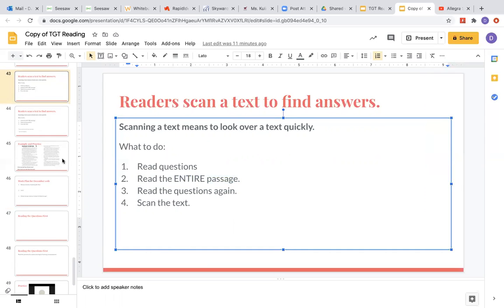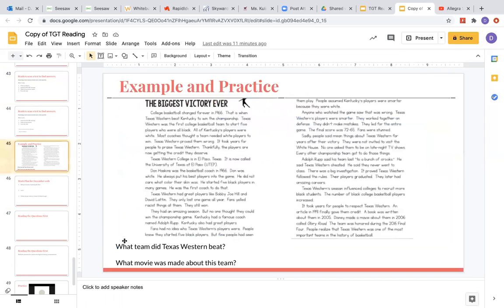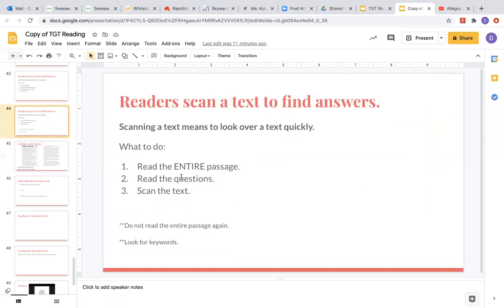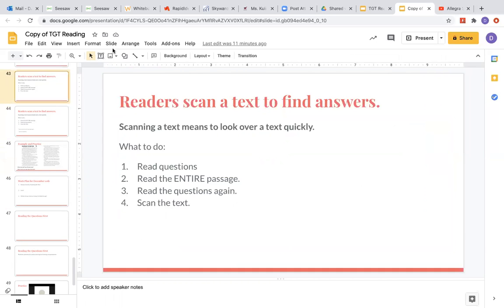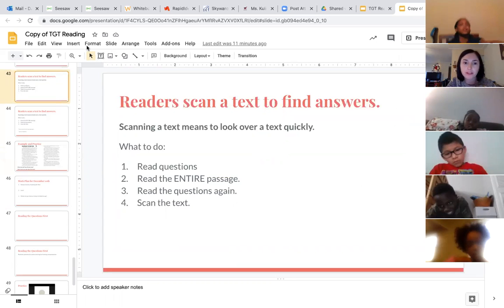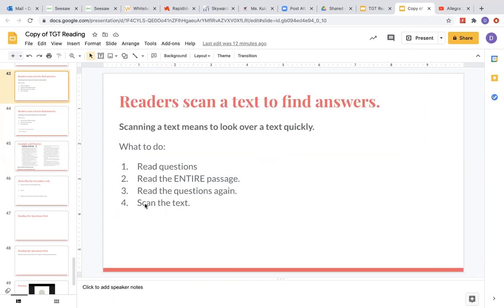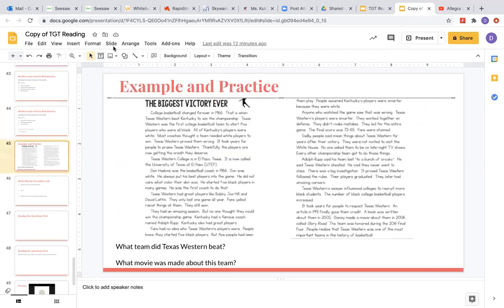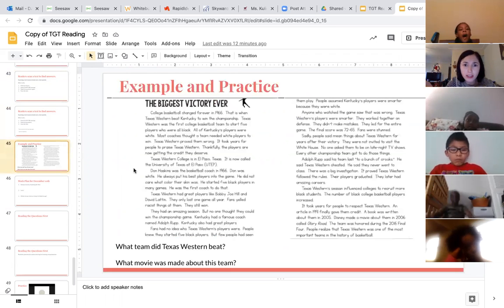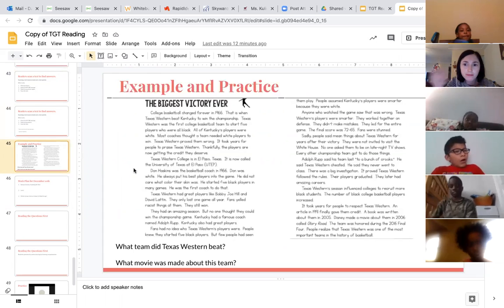Read the questions again. Okay, let's do that. What team did Texas Western beat? What movie was made about them? Okay, what is number 4, Gabe? What does number 4 say? What do we have to do now? Scan the text. Does that mean we read the whole text again? No, good. We just kind of scan it.